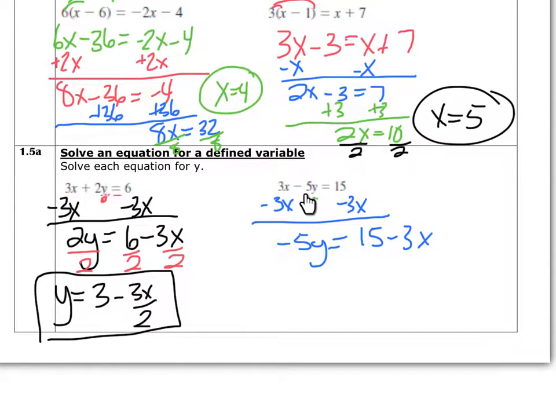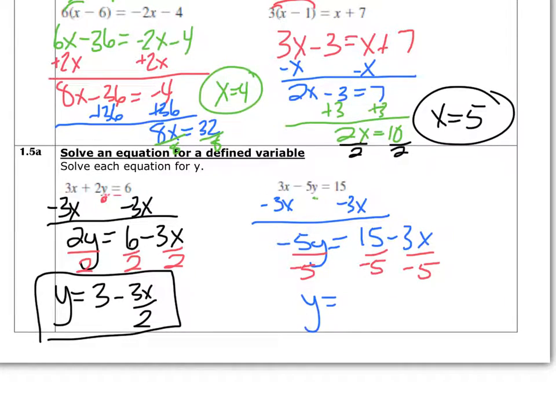Again, be cautious. This 5 owns that negative sign, so don't lose it. This is negative 5 times y. To get rid of multiplication or times, I divide. I'm going to divide every little piece of this equation by the negative 5. When we do that, we're going to now get y equals, be careful and simplify, 15 divided by negative 5.